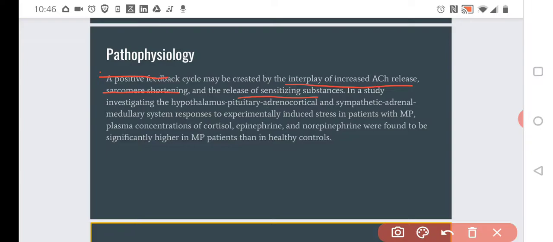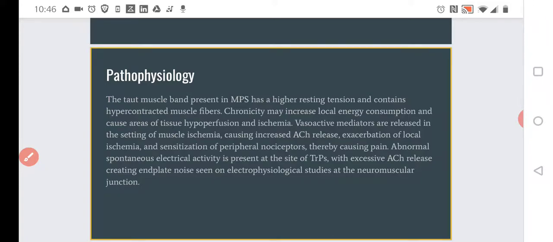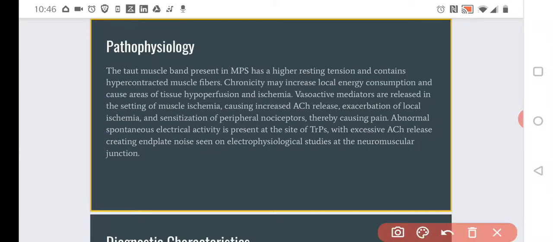When we investigate the hypothalamic-pituitary-adrenocortical and sympathetic adrenal medulla system, there is some increased concentration of cortisol, epinephrine, norepinephrine, so substances that are related to some activation of the sympathetic nervous system also. And the taut muscle band present in this condition has a higher resting tension and contains hypercontracted muscle fibers. This is very important.